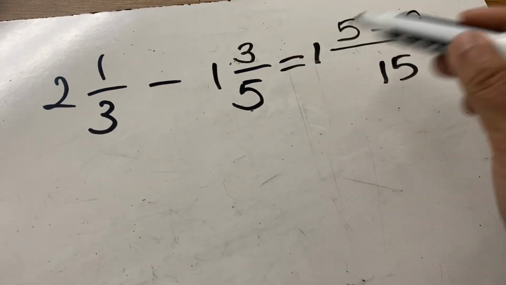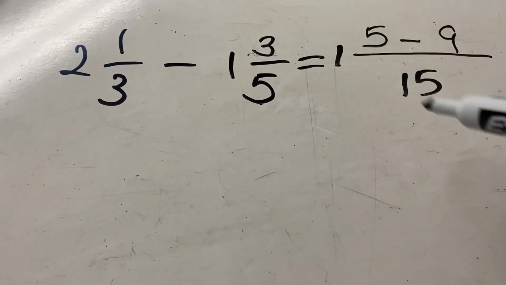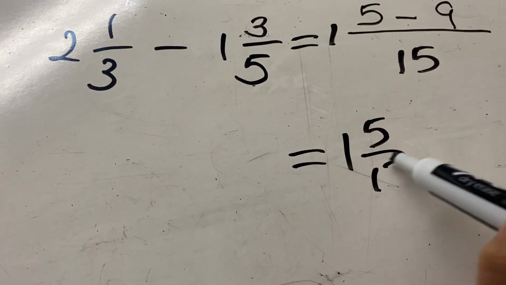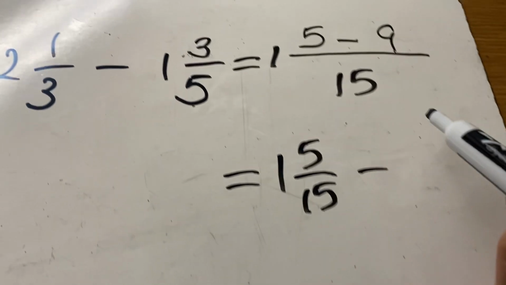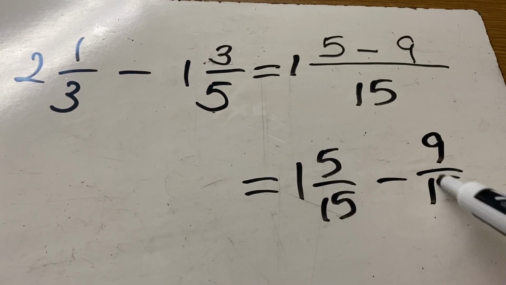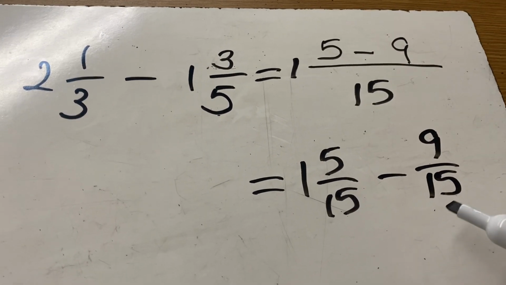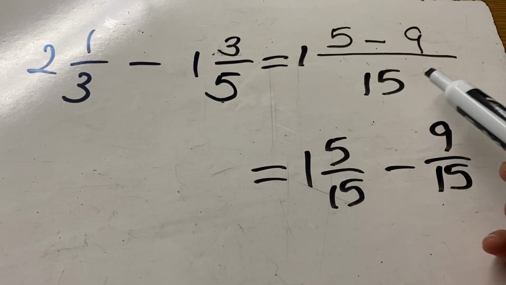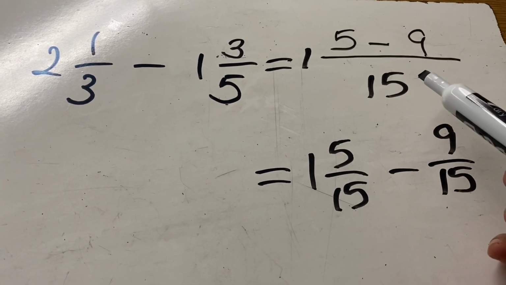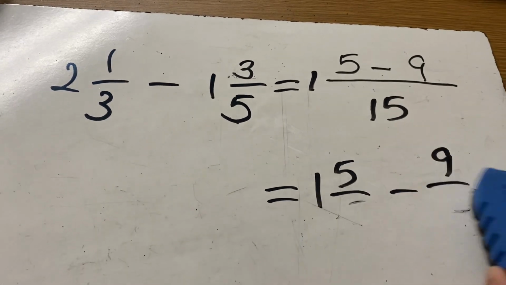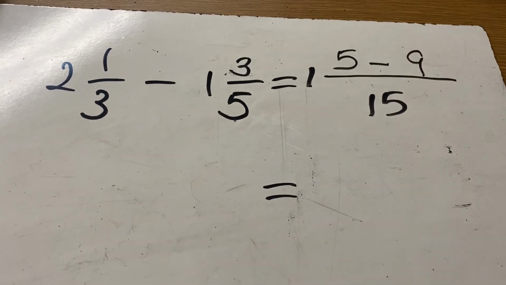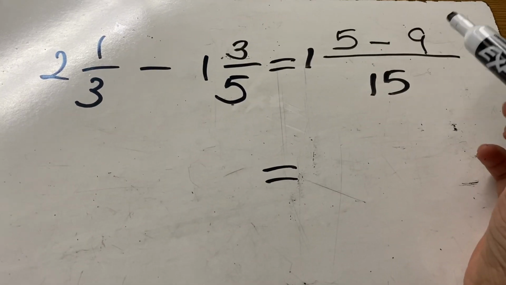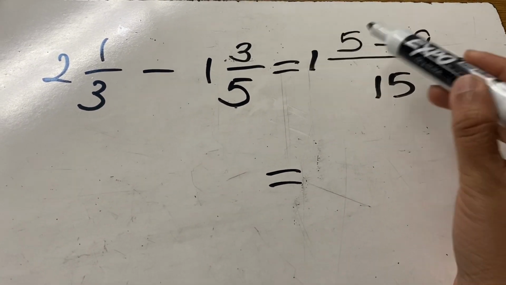Okay, this here might look a little different. It is the same as saying 5 over 15 minus 9 over 15. It's the same thing. Because the denominator is the same, I can write it like this. There is nothing wrong in writing it like this. Okay? Now, we have a problem. I cannot take away 9 from 5.